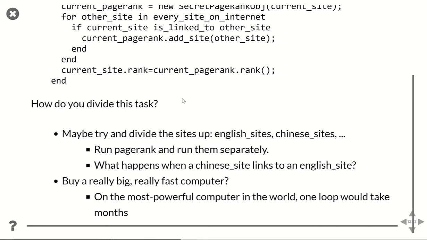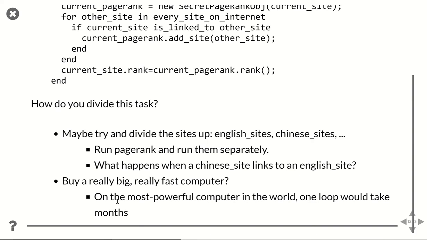You could try doing something where you break it up into English sites and Chinese sites and say these sites are different enough, we can run them independently. But you have the problem that when a Chinese site links to an English site, that doesn't get counted at all because it doesn't see that connection.